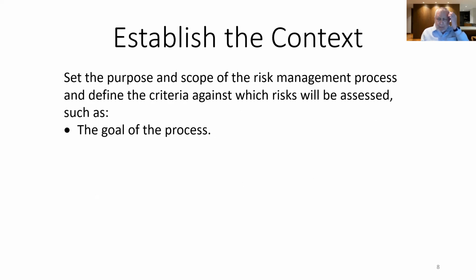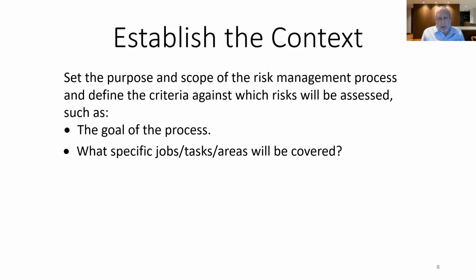The first thing you want to do is establish the context. In other words, set the purposes and scope of the risk management process and define the criteria against which risk will be assessed, such as the goal of the process. Right? What are you trying to accomplish here? We're going to get together and we're going to do something, but what do we want to accomplish? What specific jobs or task areas are covered? All right, do you need to do one department, the whole plant, whatever. Just define what it is so you know what you're going to be doing here.